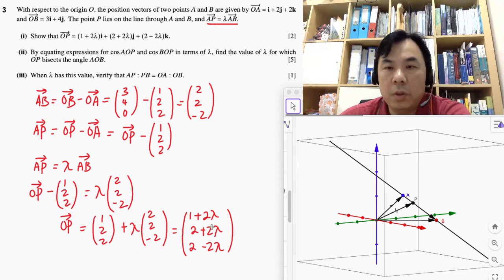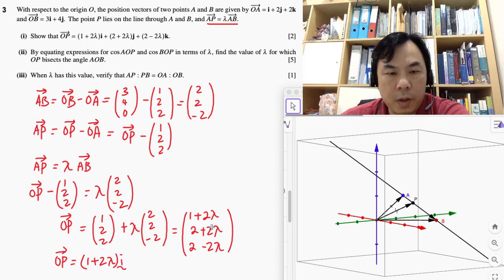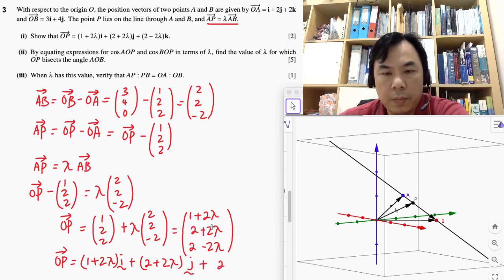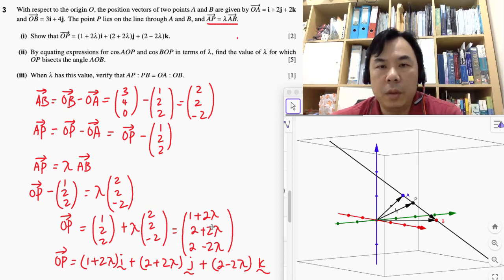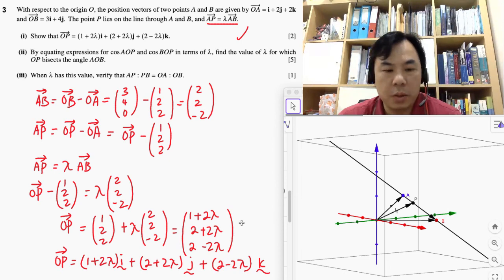All right. So of course you can write in a vector form, or if you prefer to write in a more traditional form, in that case, that will be the same as the i component, the j component, and finally the k component. All right. So I hope that is clear for the first question there. Okay. Now I'm going to move on to the next one shortly.